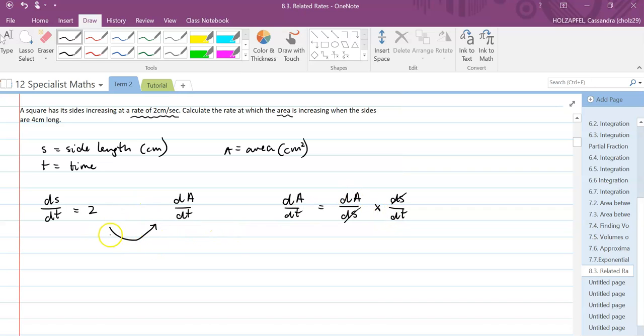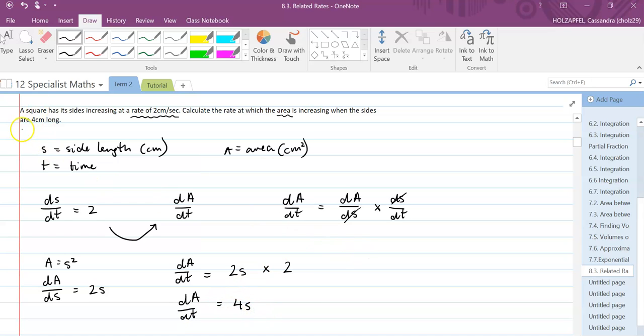So how do we do that? How do we relate area and the side length? Well, that's really easy. Again, we're just going to use our formula for the area of a square. We're going to find the derivative of the area with respect to s. And do we need to flip this one like the last one? No, we won't need to flip this one because it's already in that form. So let's put this into our formula. dA/dt is going to be equal to dA/ds, which is 2s, multiplied by ds/dt, which is 2. So dA/dt is going to be equal to 4s.